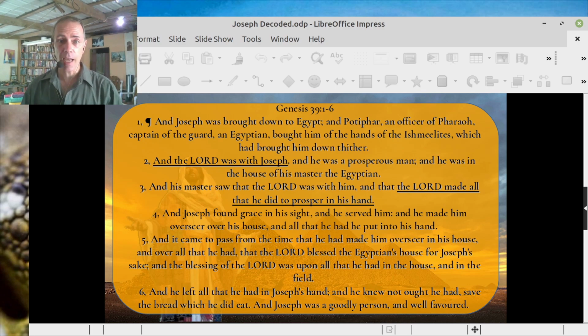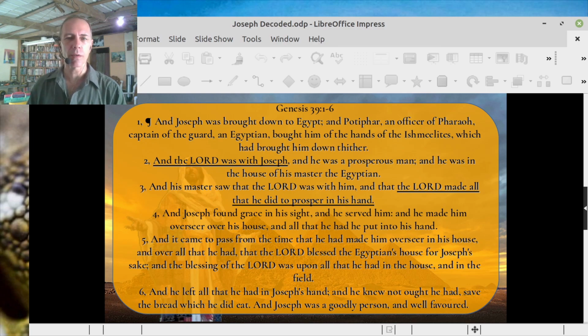So, this is the captain of the guard. This is the guy right under Pharaoh somewhere. He's to protect the Pharaoh, the palace, etc. This isn't your average Joe buying a slave. This is a prestigious person, likely with a lot of wealth, likely with a lot of possessions, buying up a slave.